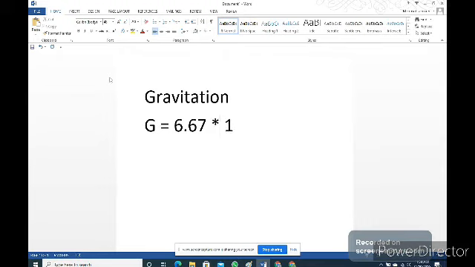See how small the gravitation is? Very small, right? The value of G is known as the universal gravitational constant. The gravitational constant is 6.67 into 10 to the power minus 11, with units Newton meter square per kg square.